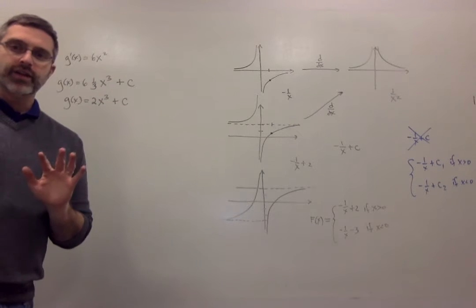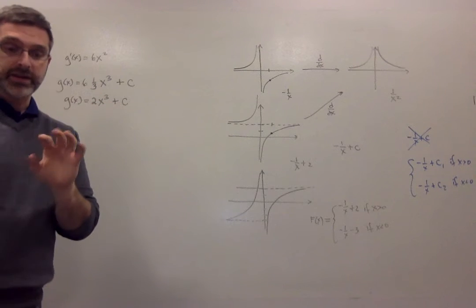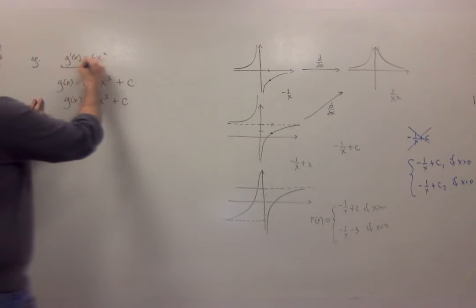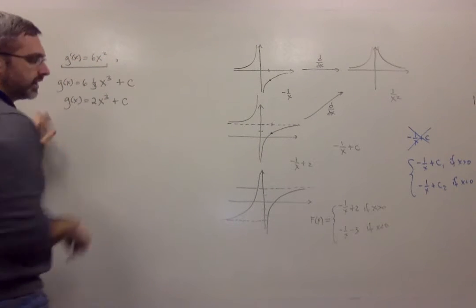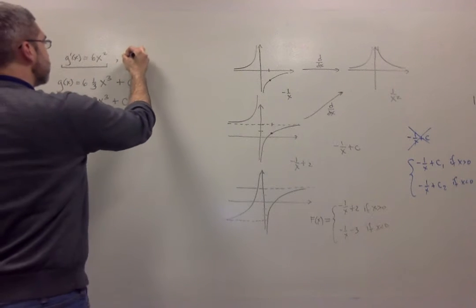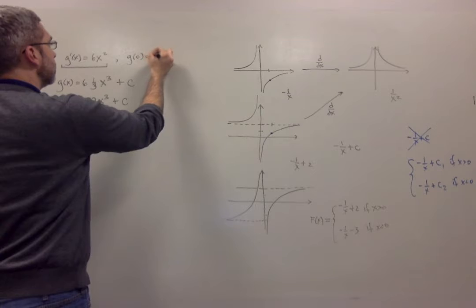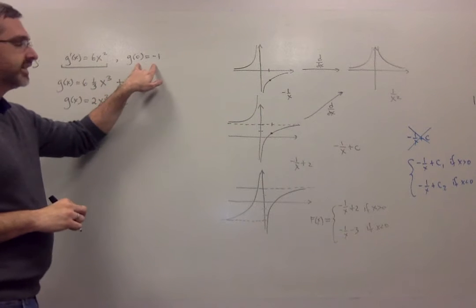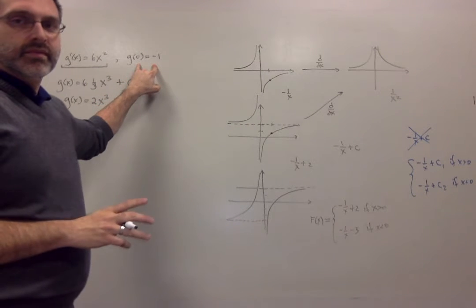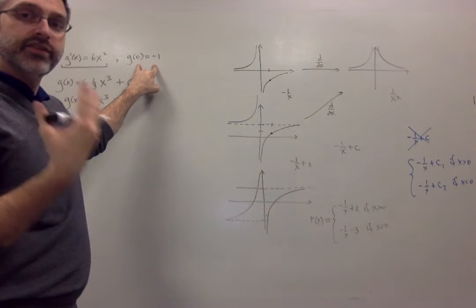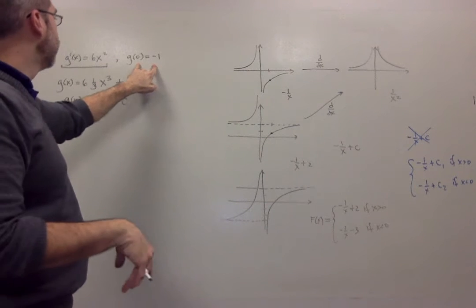Now, what if I were to come along and give you some extra information and tell you not just that my function's derivative is 6x squared, but I were to also say that the function that I'm talking about, when you plugged in 0, you get -1. This is sometimes called an initial condition. Don't worry about that terminology right now, but it's extra information that I'm giving you about my function.